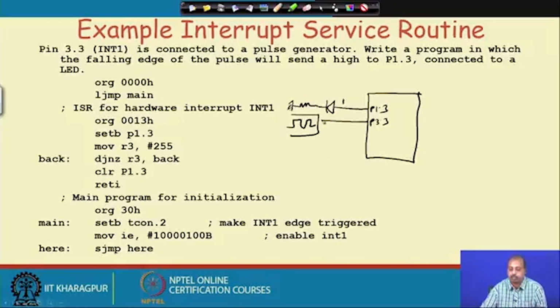So, we can develop this program using the interrupt. When the pulse's low edge comes, it will generate an interrupt, and the interrupt service routine will put a 1 at this point.